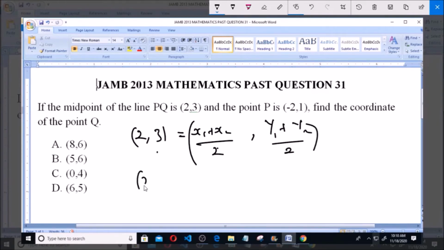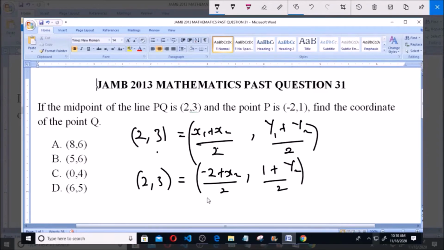That means (2, 3) is equal to: x1 is the coordinate of P, which is -2, plus x2, the coordinate of Q, which we are looking for, over 2, comma, y1, the y coordinate of P, which is 1, plus y2, the y coordinate of Q, over 2. So from here we can see that this 2, the x coordinate of the midpoint, is equal to (-2 plus x2) over 2.